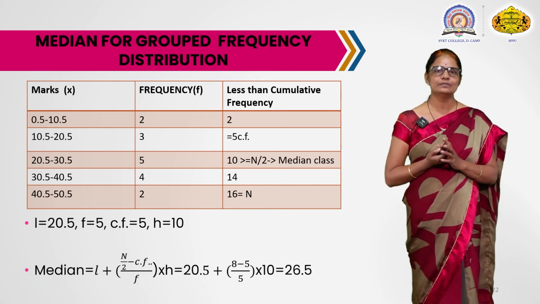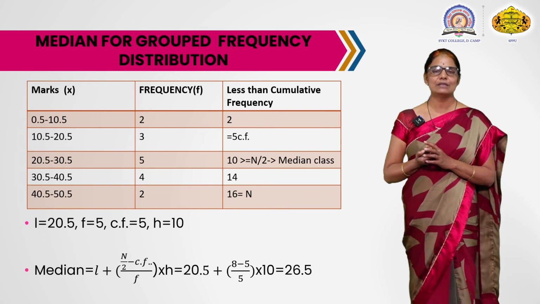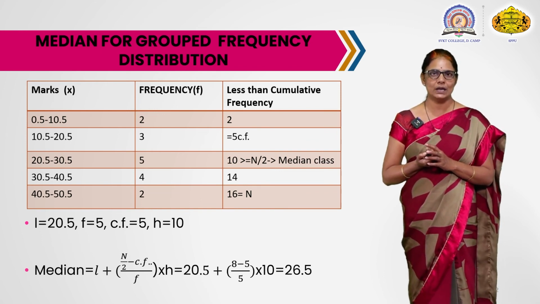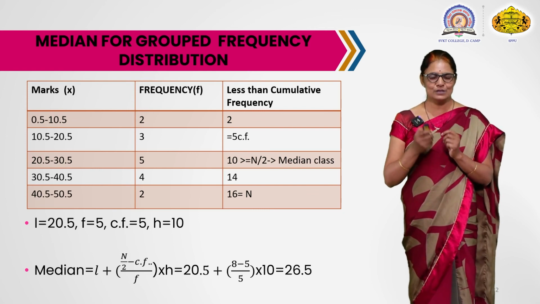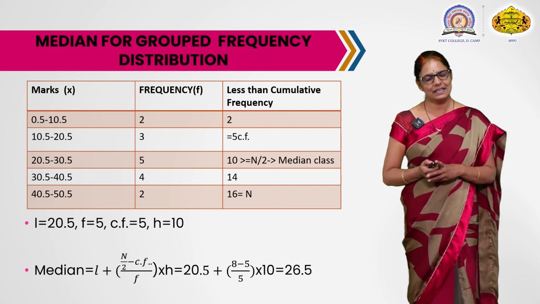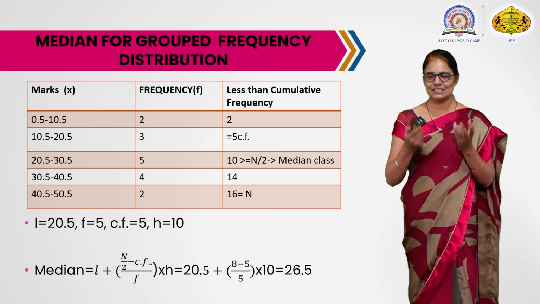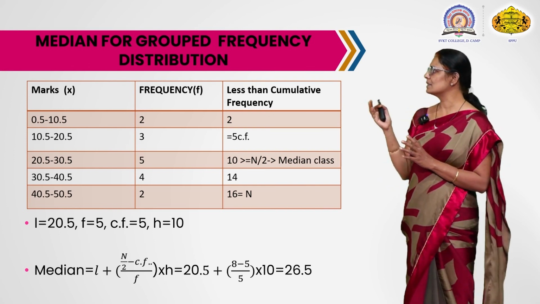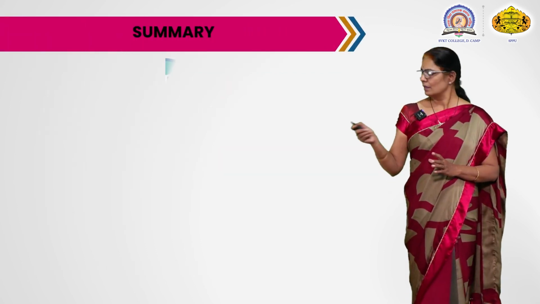So write the formula. Median equals L plus, in bracket, n by 2 minus CF divided by f, into h. Now put all these values and just calculate. It is very easy to calculate. So we will get the answer here, 36.5.